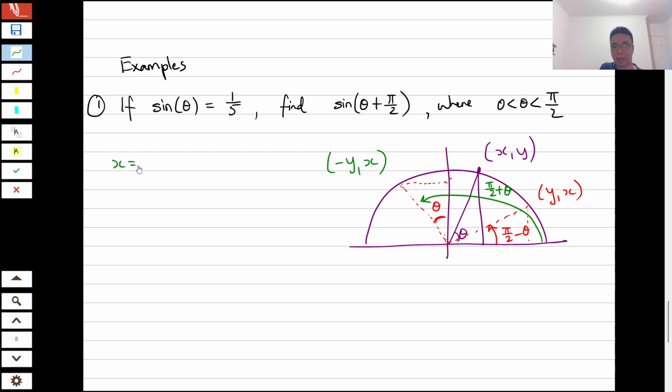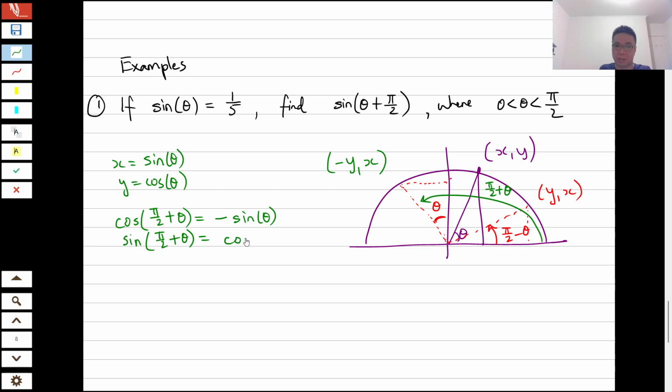And so if I define x equals sine theta and y equals cos theta, then cosine of pi on 2 plus theta is negative y, or negative sine theta, and sine of pi on 2 plus theta is cos theta. Now notice that these are the same, theta plus pi on 2 and pi on 2 plus theta. So it's okay that I swapped the order around because it doesn't matter if I'm adding the numbers together.